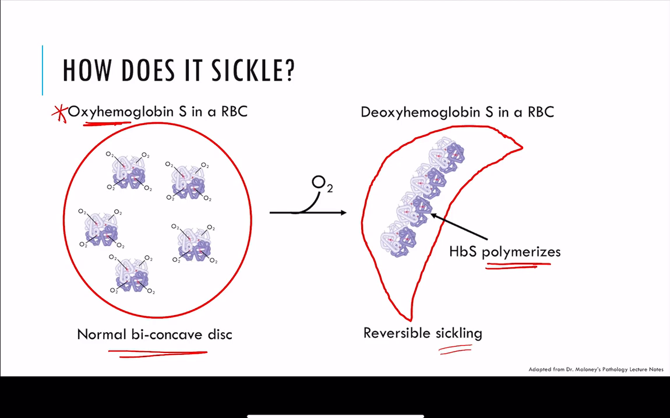It talks in your notes about reversible sickling and irreversible sickling. In the beginning of this red blood cell's life, it has the ability to reversibly sickle. Basically, it can go back and forth between these two. It can become deoxygenated and sickle, get exposed to oxygen, and go back to normal. The problem is, after many cycles of sickling, the membrane ultimately gets damaged. At that point, the red blood cell becomes irreversibly sickled. It's basically stuck in this shape.